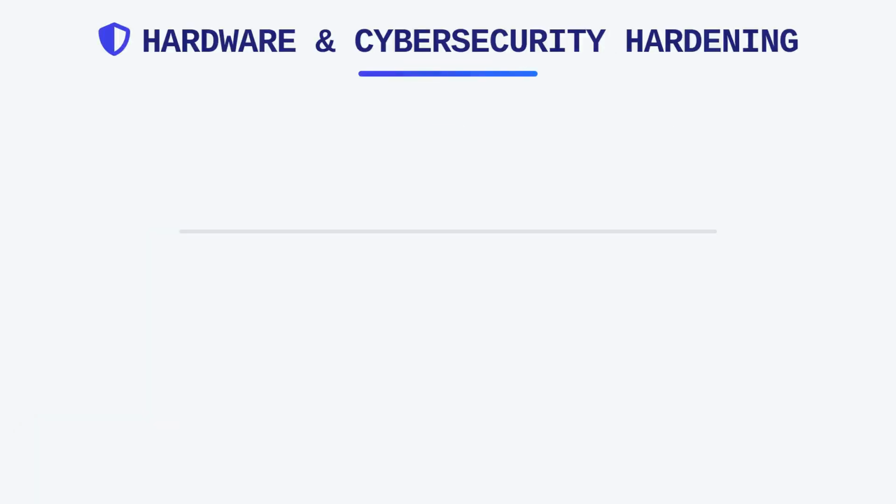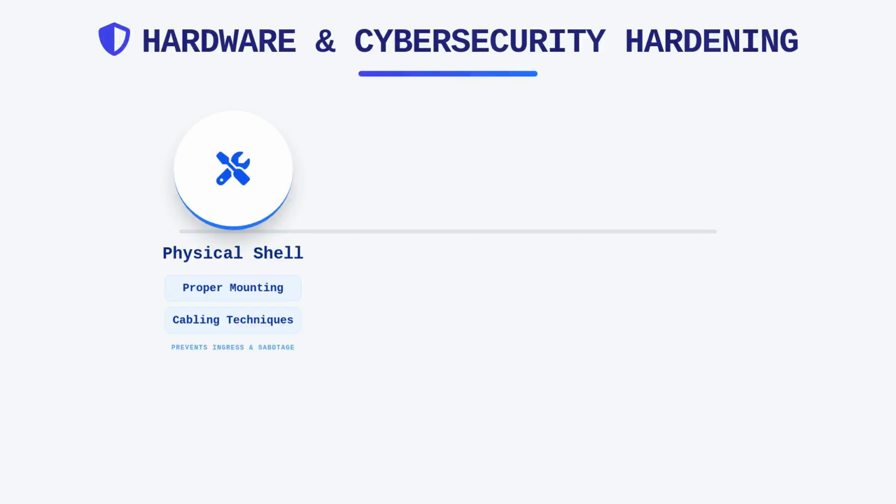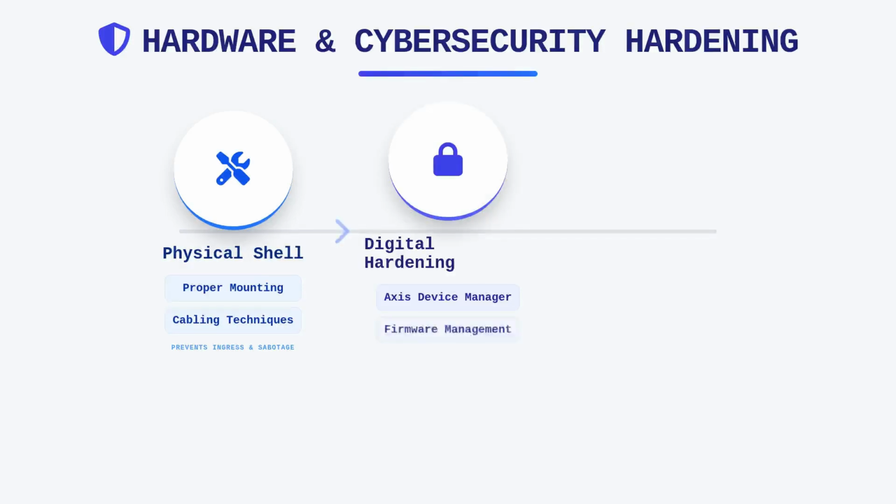Hardware installation and cybersecurity hardening form the protective shell that maintains the integrity of the data you have worked so hard to acquire. Proper mounting and cabling techniques are easy to dismiss as mechanical tasks, yet they are the primary defenses against environmental ingress and physical sabotage. Firmware management and device security through AXIS Device Manager are not suggestions. They are the baseline requirements for modern, hardened enterprise environments.